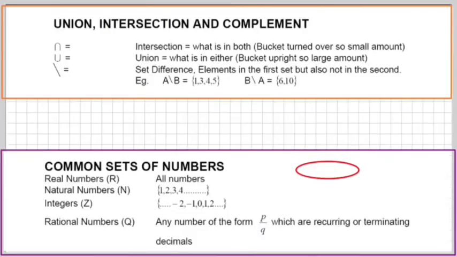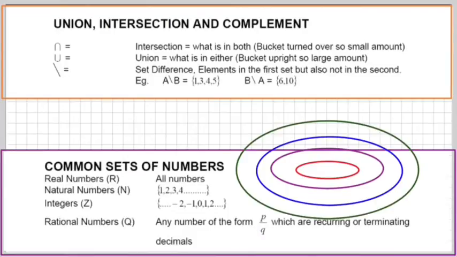Okay, so here we've got the sets of numbers, okay? Now, what we've got here is the naturals. Then we've got the integers. The naturals are a subset of the integers. The integers and the naturals are a subset of the rationals, and the naturals, integers and rationals are all subsets of the reals, okay? There we go.